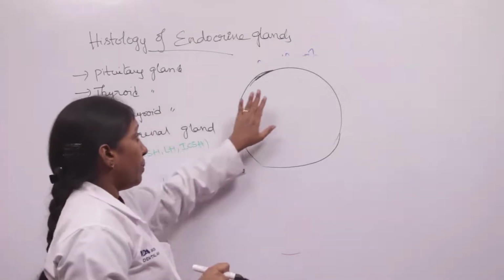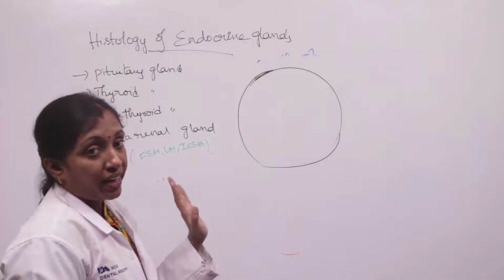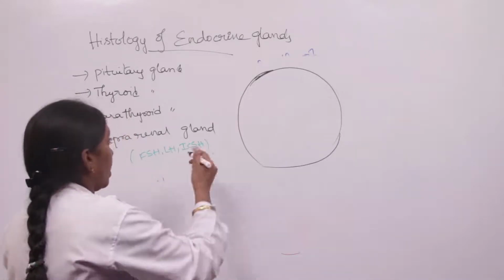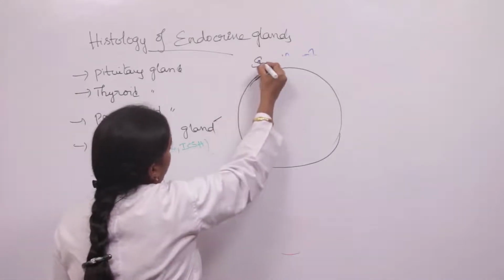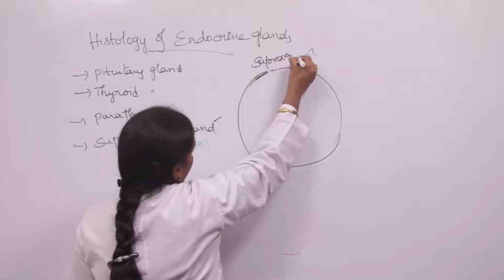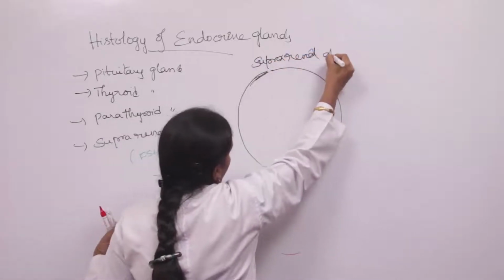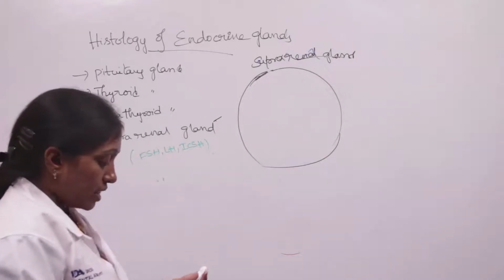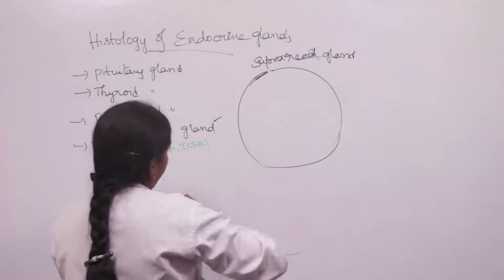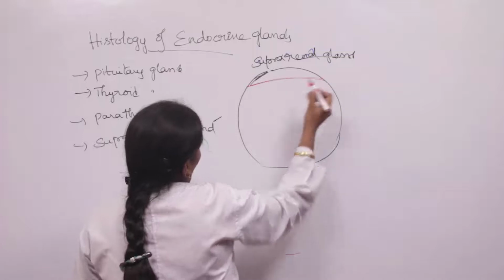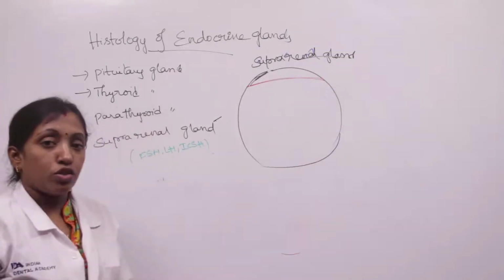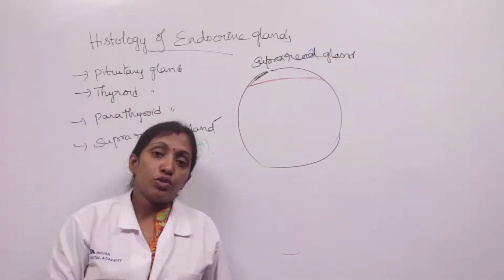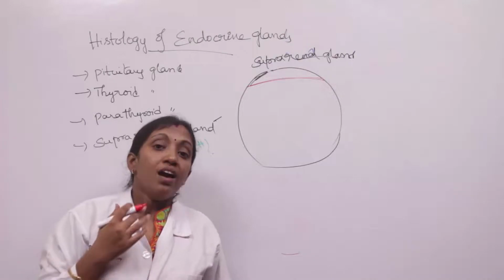Okay. So coming to the structure, the suprarenal gland consists of cortex and medulla, and it is covered by a capsule. The cortex consists of three zones: zona glomerulosa, zona fasciculata, and zona reticularis.